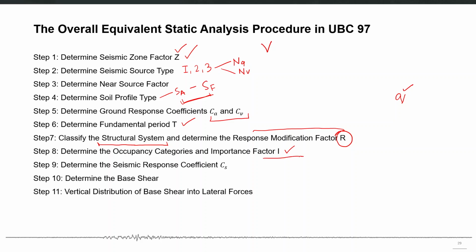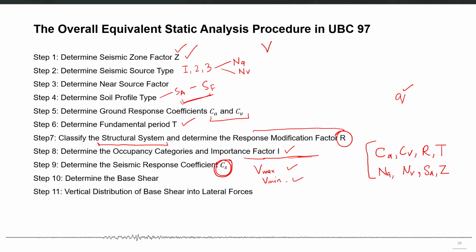And after this step 8, now you are ready to calculate the seismic base shear coefficient, because all the values are now given. You have CA, CV, R, time period, NA, NV, and you also have the soil type, and you also have the zone factor. So everything is now available, so you can calculate the value of CS, and you can also apply all the limits on that, the maximum value of base shear, the minimum value of base shear. All those checks now can be applied, and you can come up with the final base shear value.